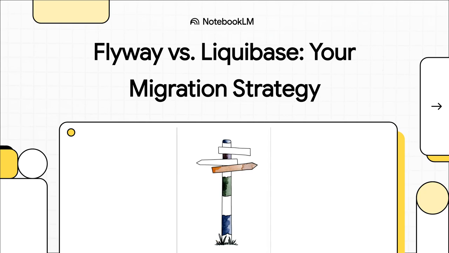Welcome to The Explainer. Today we are tackling a really critical choice that pretty much every growing software project has to make. How do you manage your database schema without everything descending into chaos? We're going to dive into the two heavyweights in the Java world, Flyway and Liquibase.